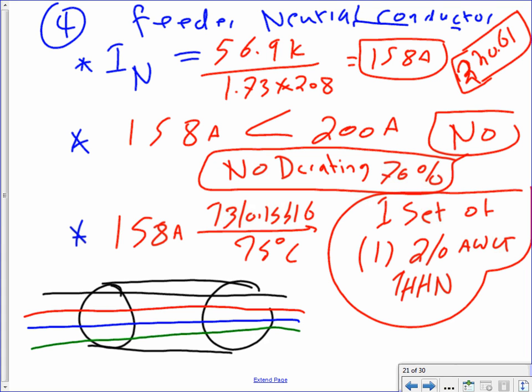And the neutral is 2-aught. My neutral is 2-aught. Okay. Any questions, guys, before I move into the equipment grounding conductor?